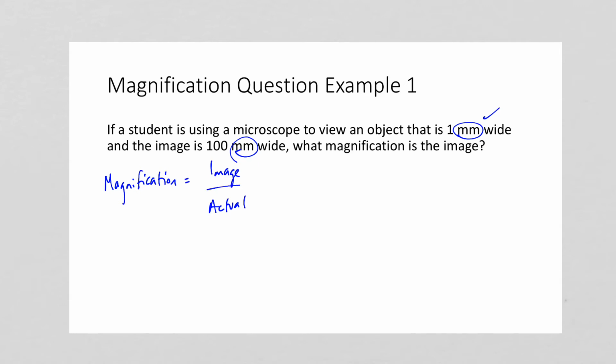Step 3, I'm going to plug in my numbers. So my image is 100, my actual is 1, so that's going to be equal to 100 millimeters divided by 1 millimeter. I'm writing the units there just so I can double check later on that I haven't made a mistake, is equal to 100 times magnification. Okay, super simple. Let's try a slightly trickier one.